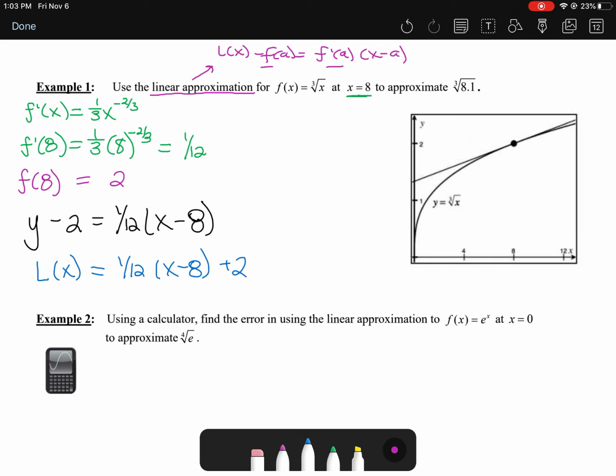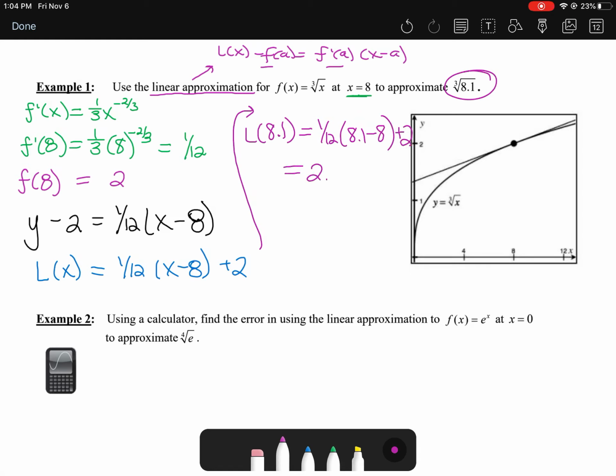Now they actually want us to approximate the cube root of 8.1. So I'm going to do L of 8.1. Again, just going to plug that in. When I plug that into my calculator, I get 2.008. And that is our answer. So linear approximation is nothing too bad, just going through the steps with it.